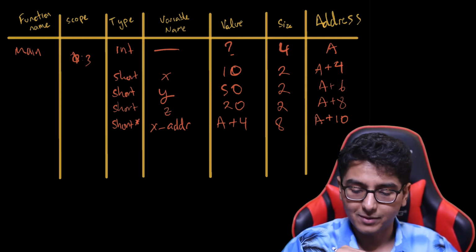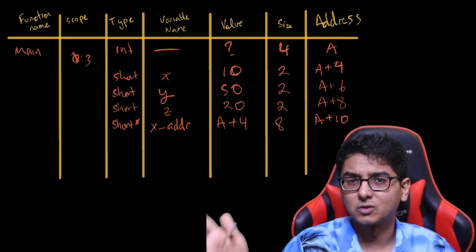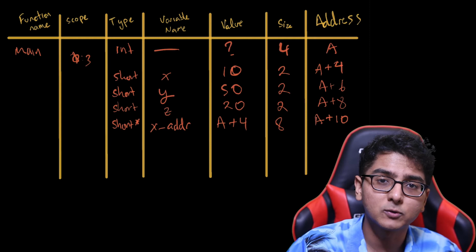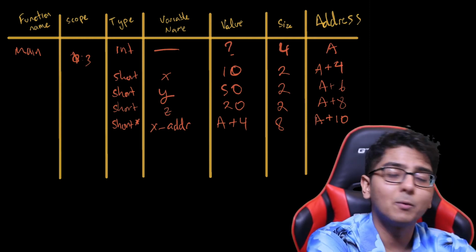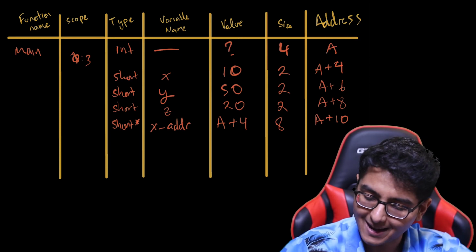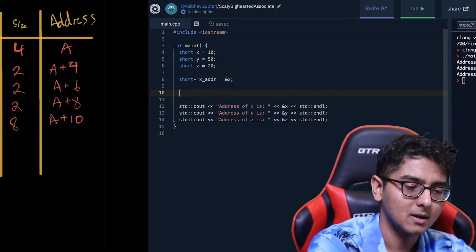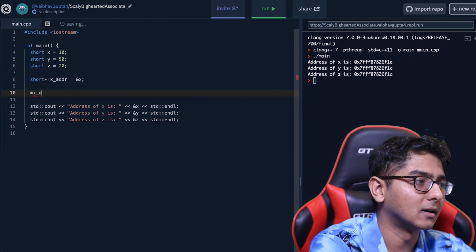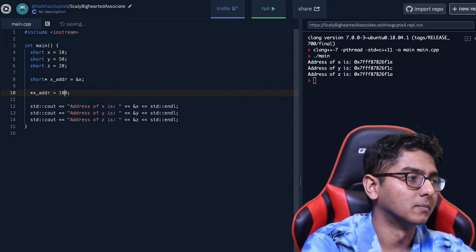So now that I have the x address and I have a variable with the value of an address, so what? Why does this matter? What can I do with it? Well, you can do all sorts of things with it. For example, what if I wanted to change the value of the variable at address a plus 4? Well, I can use the pointer symbol. I can then use the xaddr variable and set the value of this to be 100.